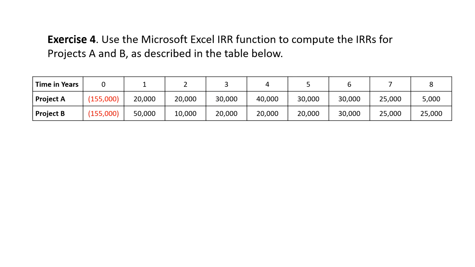Use the Microsoft Excel IRR function to compute the IRRs for projects A and B as described in the table below. This is an example we saw earlier in one of the earlier lessons on capital budgeting, and the task is pretty easy. It's just to familiarize you with the IRR function in Microsoft Excel. So I'll give you the answer on the next slide.